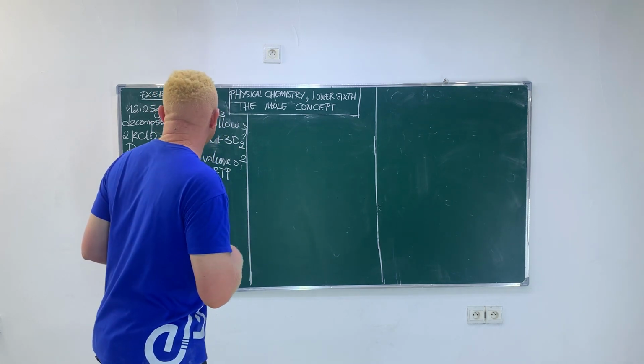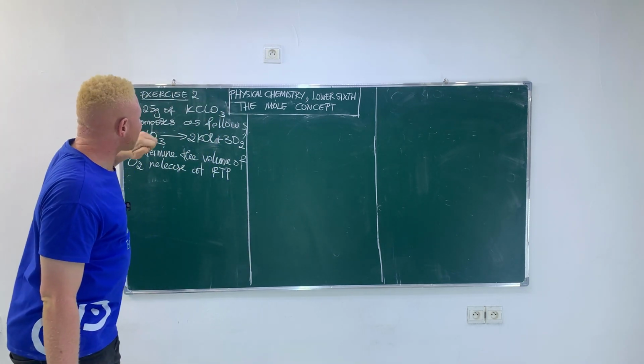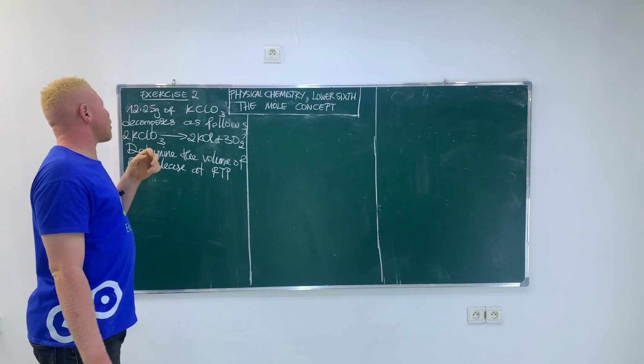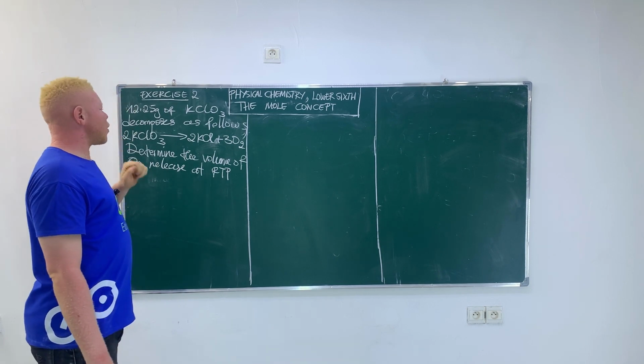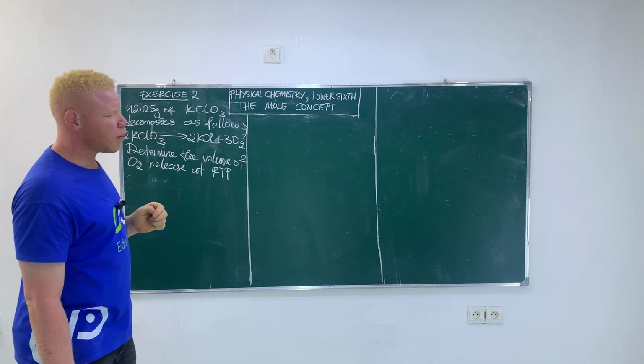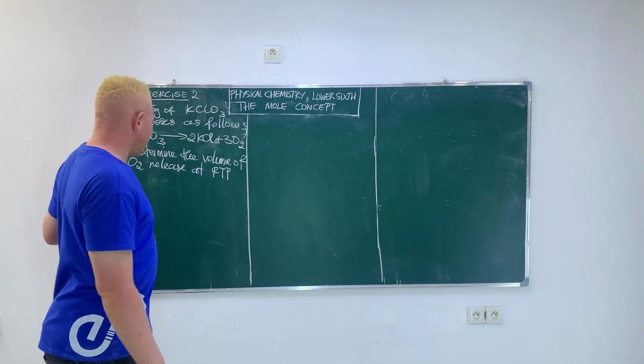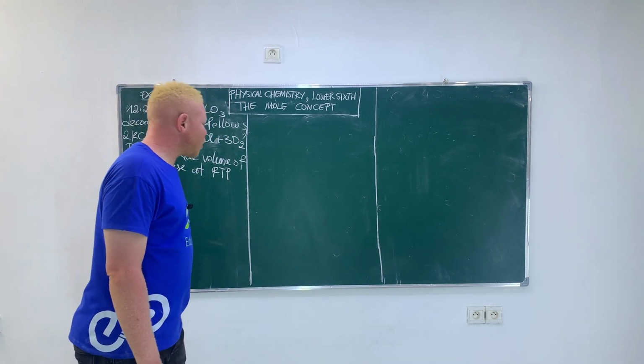Exercise 2 goes thus. 12.25 grams of potassium chlorate decomposes as follows: 2 potassium chlorate giving 2 potassium chloride plus 3 oxygen. Determine the volume of oxygen released.